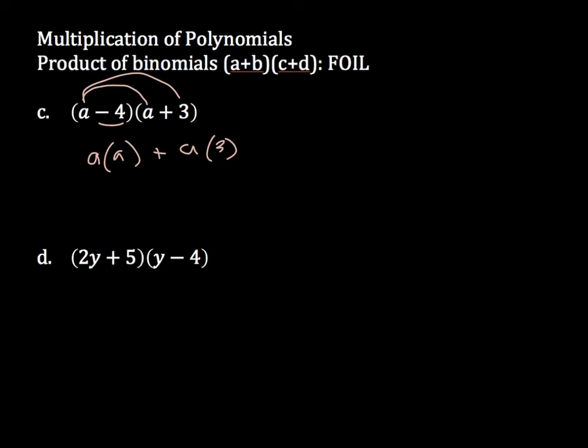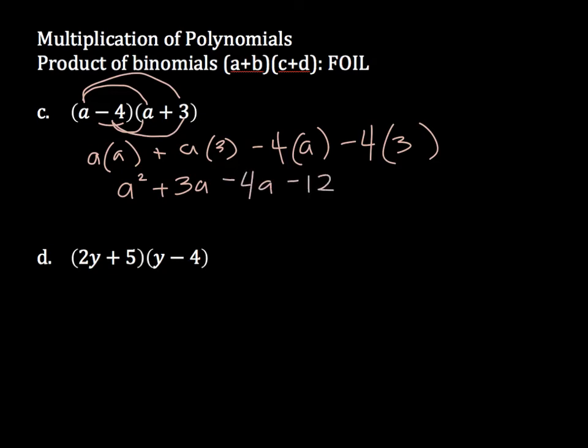Inside now is going to be -4 times a. And then last would be -4, the last of each of them is going to be -4 times 3. From here I have a times a is a squared. We're simplifying, then we're going to combine like terms. A times 3 is 3a minus 4a minus 12. Combining these like terms with a, that's going to be negative 1a. So we have a squared minus a minus 12.